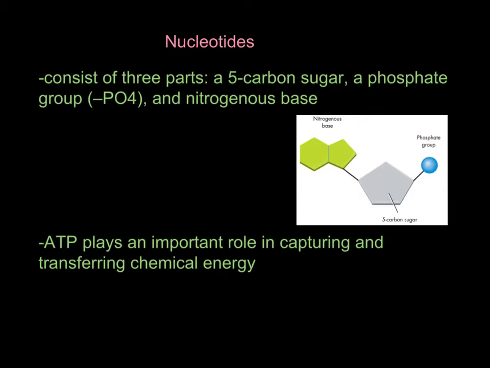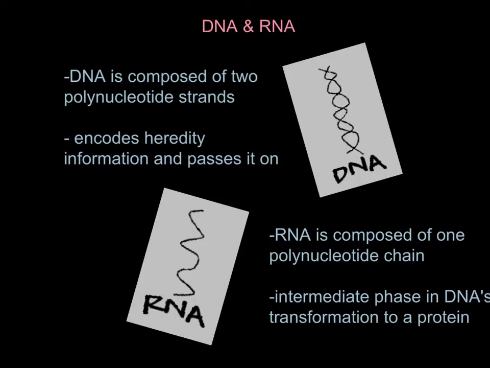In nucleotides, ATP plays an important role in capturing and transferring chemical energy. Examples of nucleic acids are DNA and RNA. DNA is composed of 2 polynucleotide strands, right here, 2, and it encodes hereditary information and passes it on, which basically means it makes you you.